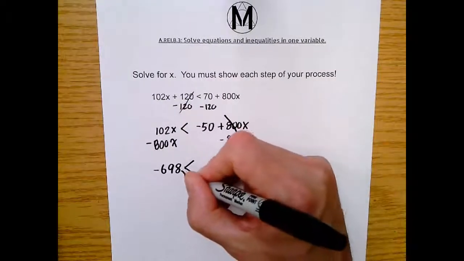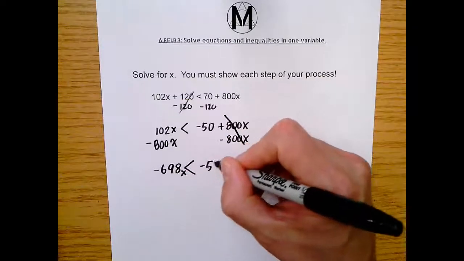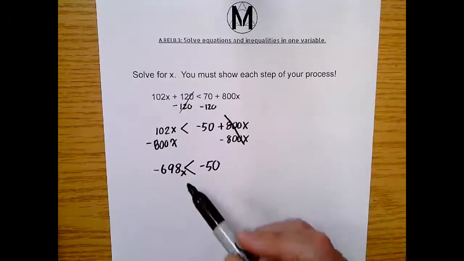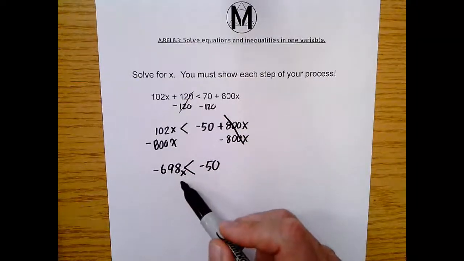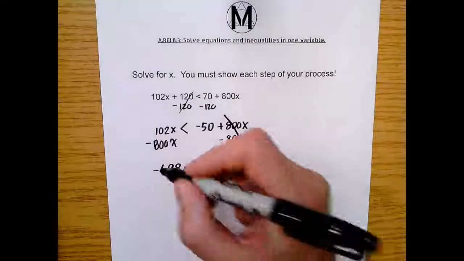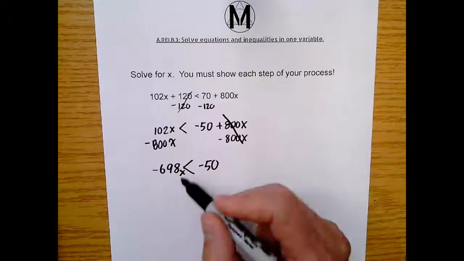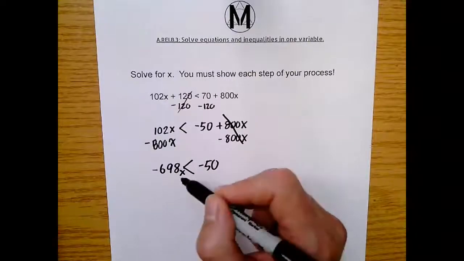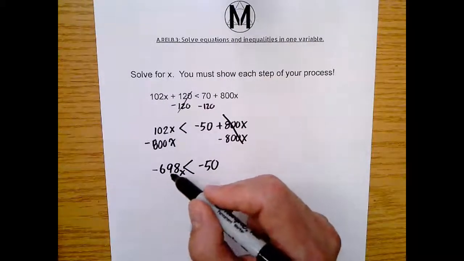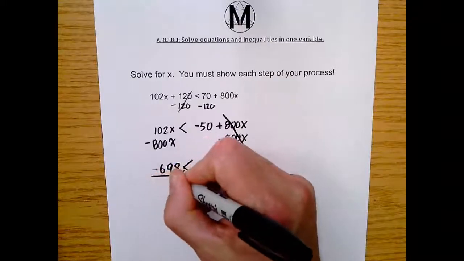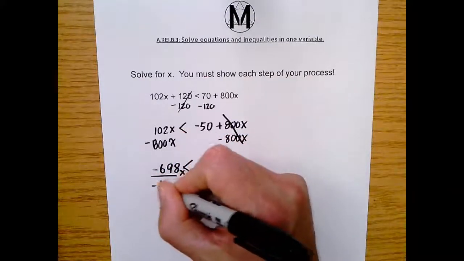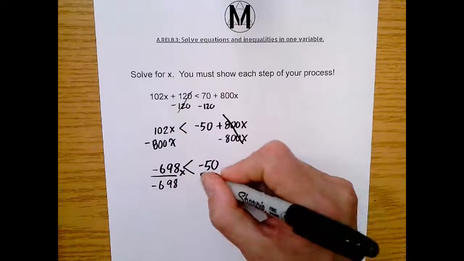So we have negative 698x is less than, and these canceled. Oops, my x. Oopsie. Negative 50. There we go. So I have negative 698x is less than negative 50. So now I just need to get this x that I squeezed in there, get this x all by itself. So if I'm being multiplied by negative 698, I just divide by negative 698.